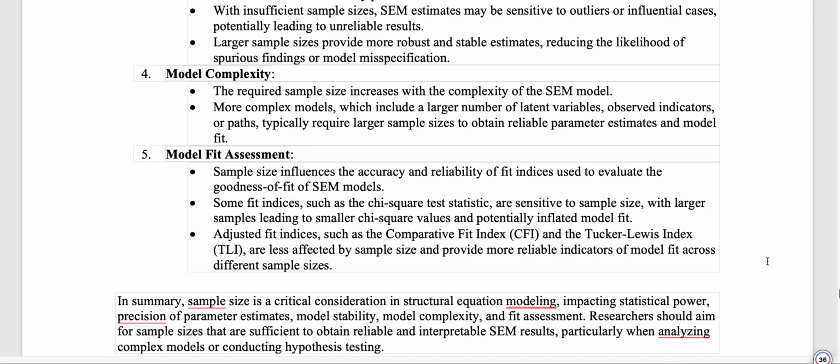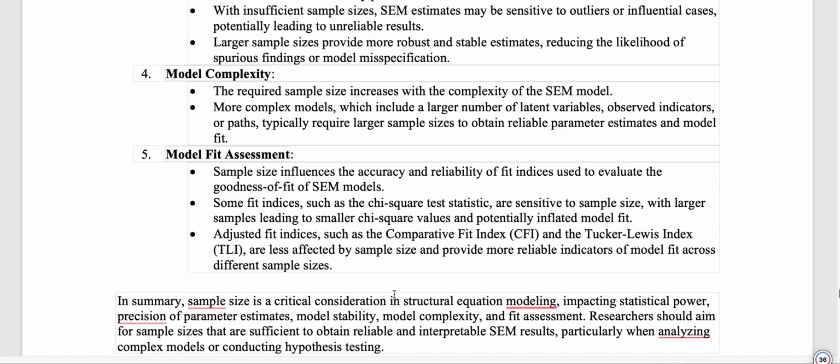samples leading to a larger chi-square. Other indices, such as the comparative fit index (CFI) and the Tucker-Lewis index (TLI), are less affected by sample size and provide more reliable indicators of model fit across different sample sizes.